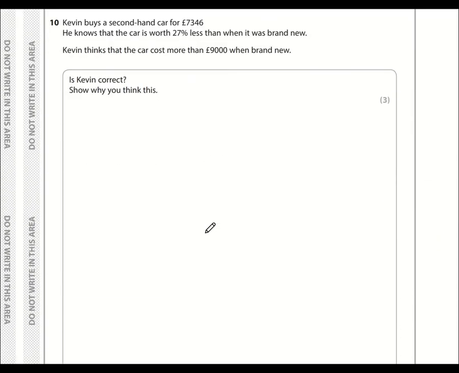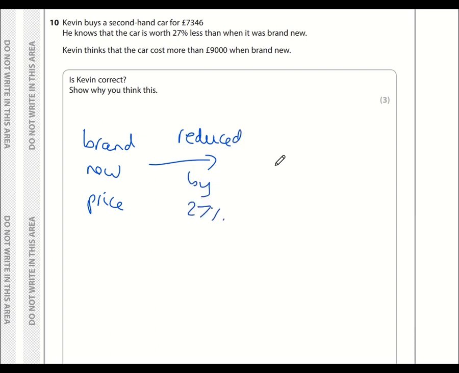Question number 10. Kevin buys a second-hand car for £7,346 and he knows that the car is worth 27% less than when it was brand new. So we've got the brand new price and it's reduced by 27% to give this new value of 7,346. This is a tough question because it's not the right way round. It's not the way round that we would like it.